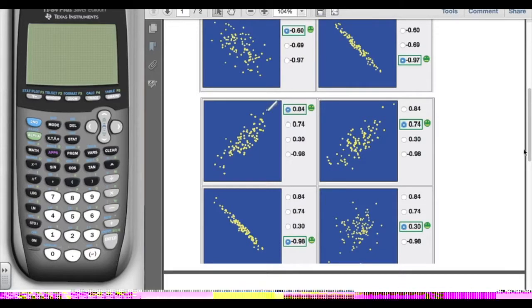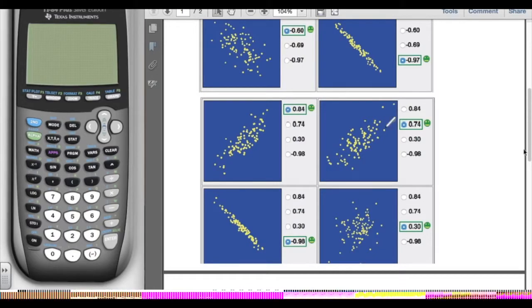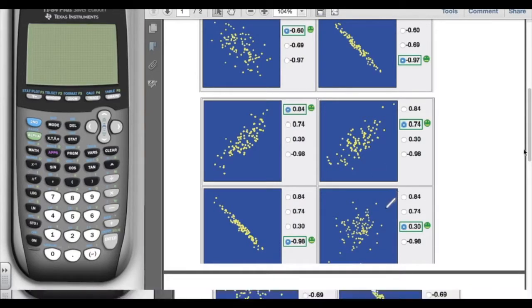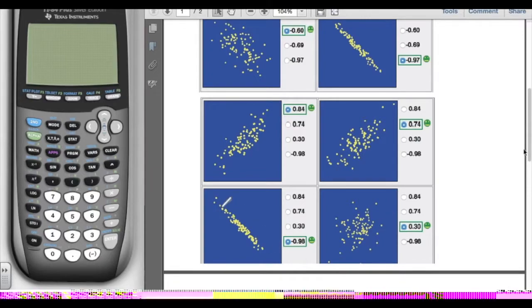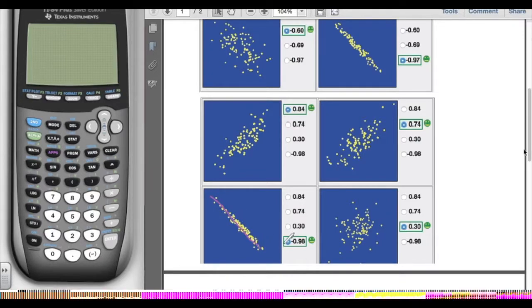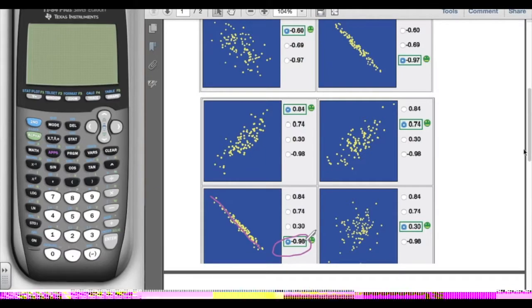Note the top left is positive, the top right is positive, and the bottom right is positive in its trend. Only the bottom left is negative in its trend. So this had to be the negative 0.98.